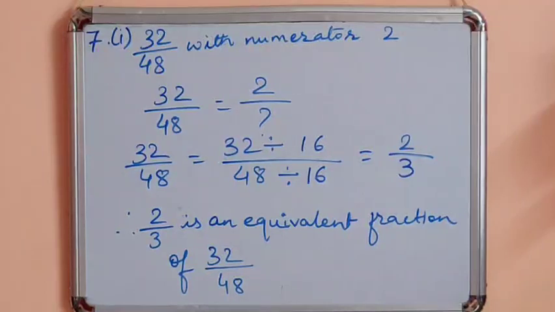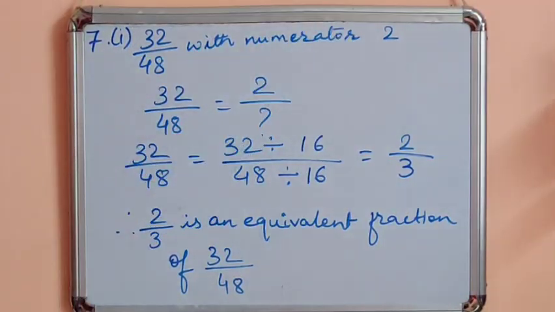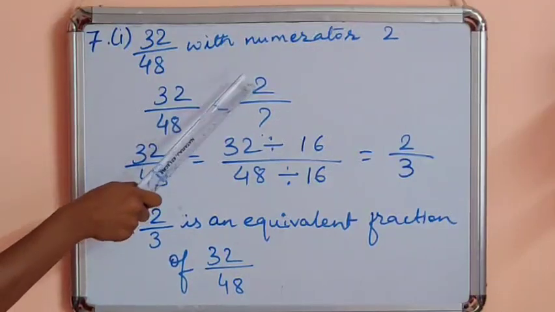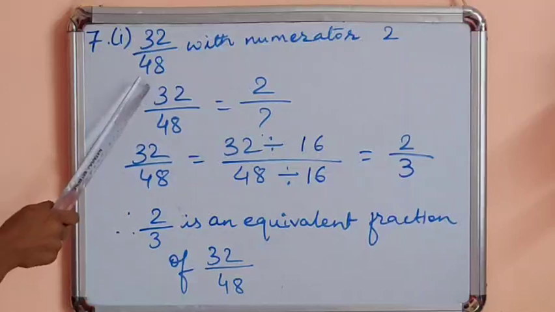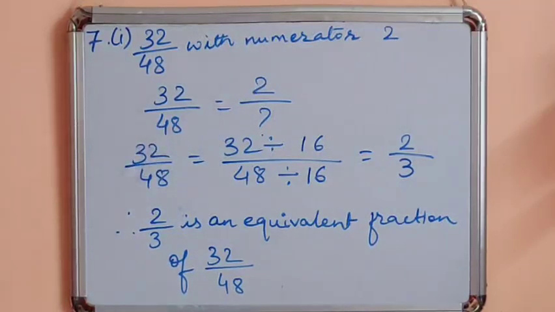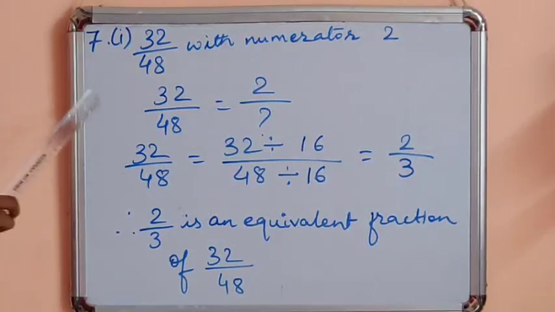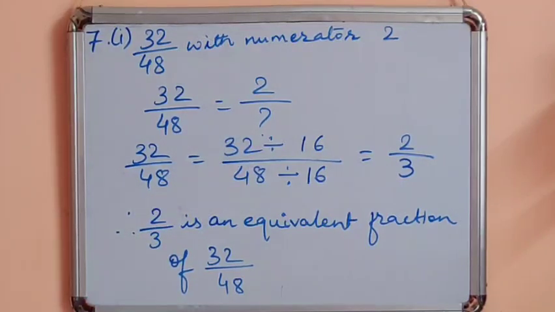Now number 7, write an equivalent fraction of 32 by 48 with numerator 2. See, that means 32 by 48 is equal to 2 by something. The denominator is unknown, so we can write it like this. Now if you see, 32 here becomes 2. That means the numerator is decreasing. So in this case we have to divide here. We don't have to multiply.